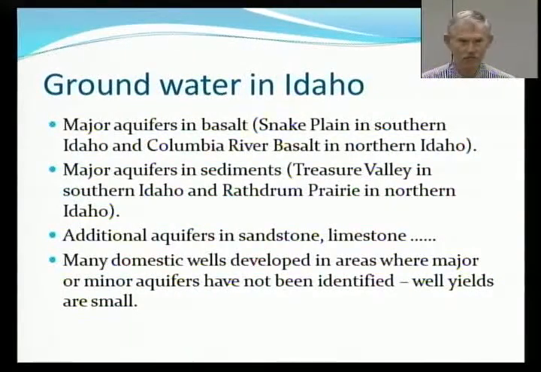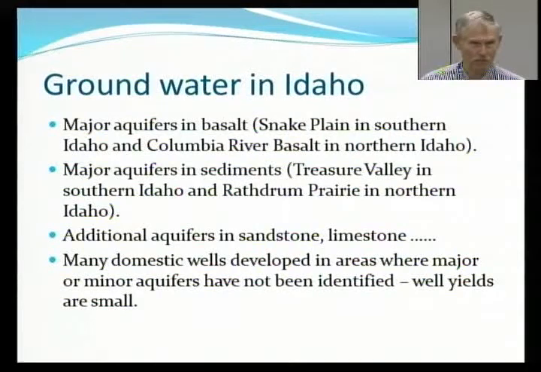The Snake Plain Aquifer in southern Idaho is a great example. The Columbia River basalt covers a large part of northern Idaho and provides municipal and private water supply. Additional aquifers exist in the state, and they range throughout the full range of rock types, from sandstone to limestones to rhyolites to chert to granitic material. Many domestic wells, and the dominant amount of wells drilled in the state are domestic wells, are in areas where major or minor aquifers haven't even been identified. And the well yields typically are small, but this allows folks to have homes in those areas.